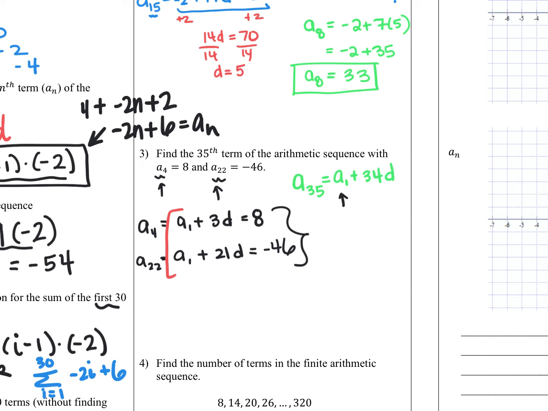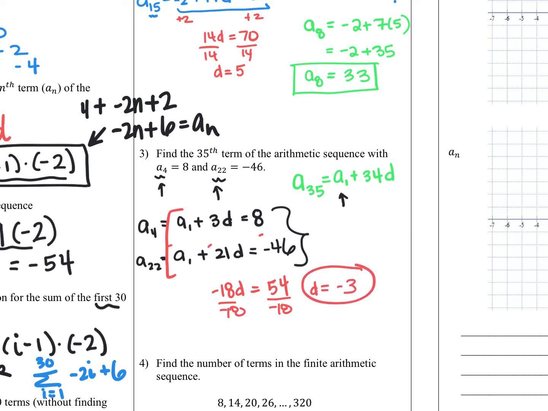If I just subtract them, our A1s will cancel. And so if we minus those, 3 minus 21 is going to be negative 18D. And then 8 minus 46, that's really going to be 8 plus 46, which will be 54. And then if we divide by negative 18, that's getting us that that common difference is actually negative 3.